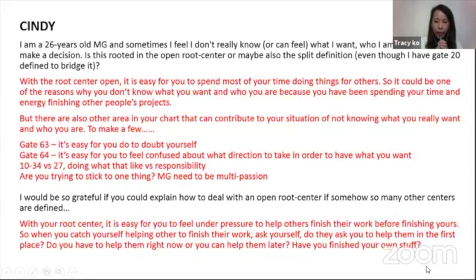But I would answer the other question, where you said that you would be so grateful if I could explain how to deal with an open root center if somehow so many other centers are defined. So like I said, if you have an open root center, it is easy for you to feel under pressure to help people do their things.